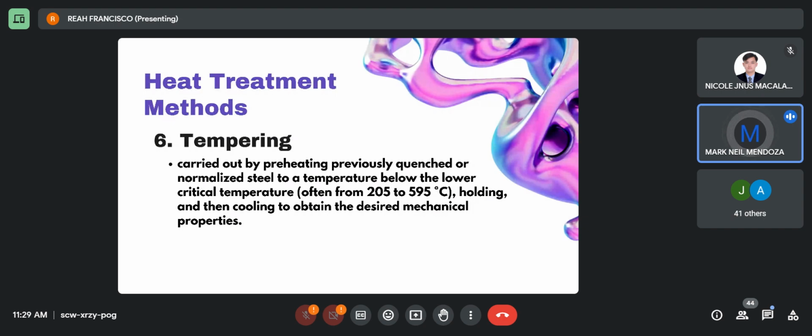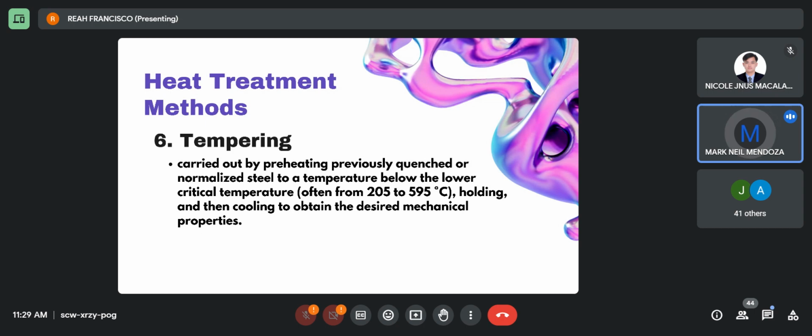So first is the heating. The metal is heated to a temperature below the recrystallization temperature of the material. Next is soaking. The metal is held at a tempering temperature for a specific period of time. And lastly is cooling. The metal is cooled at a controlled rate.